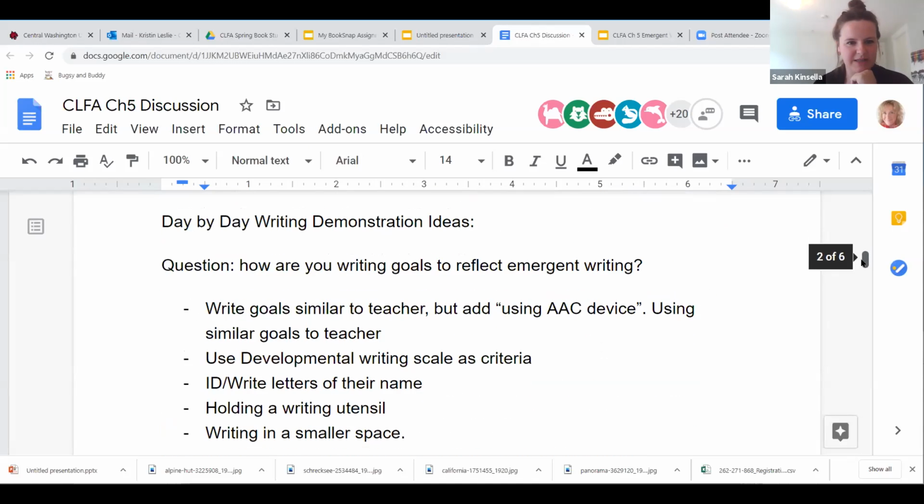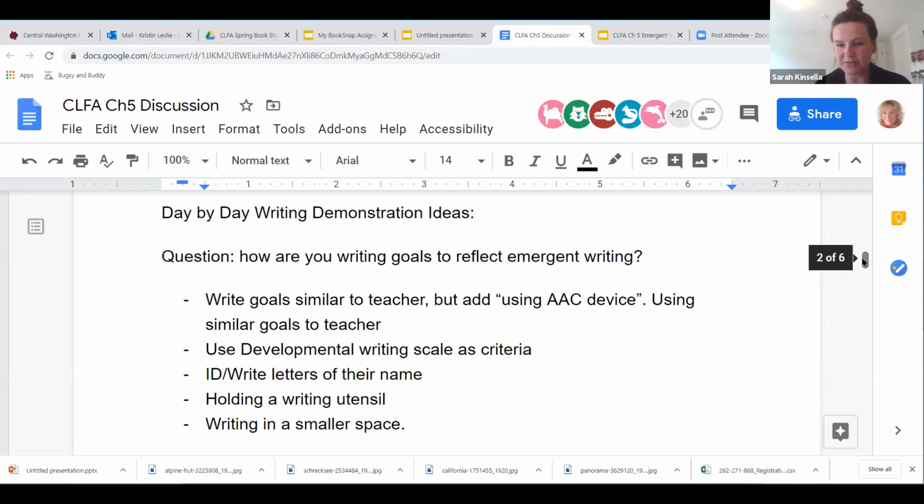I hope I covered that. We also had a conversation in the very beginning about writing goals to reflect emergent writing, and that became a whole thing, and I figured that's probably something that the whole group might want to talk about at some point.